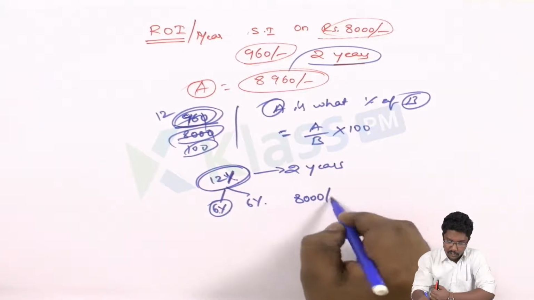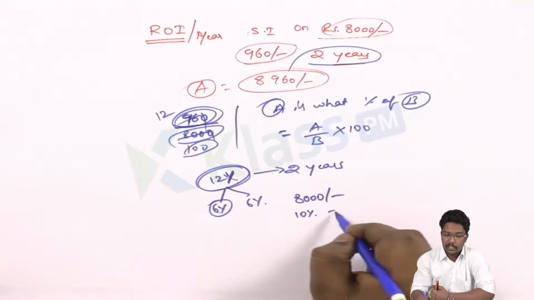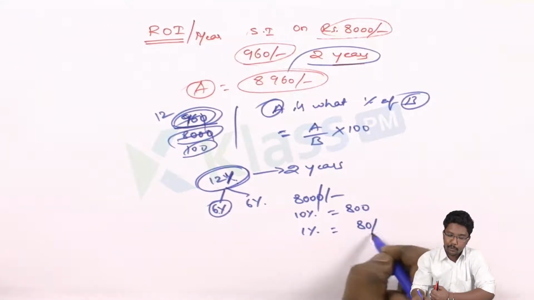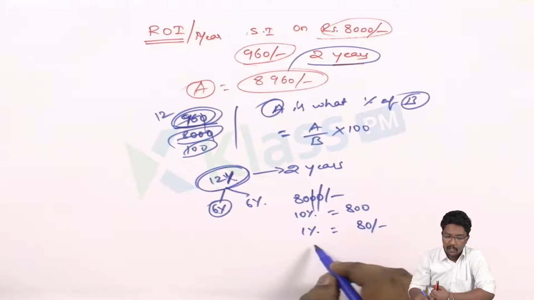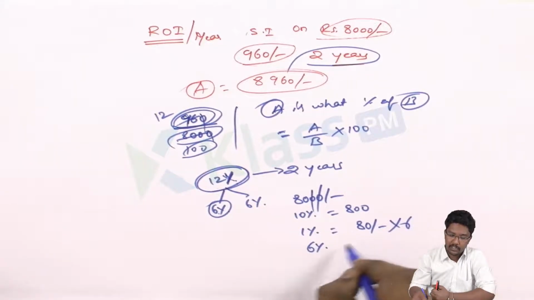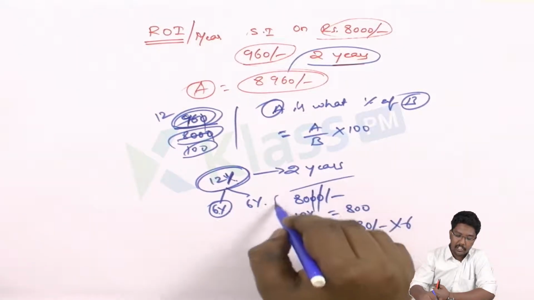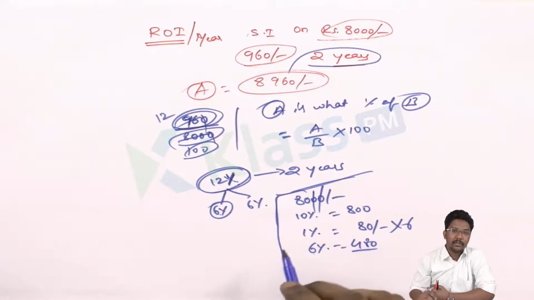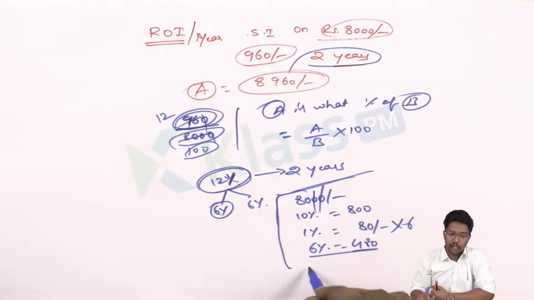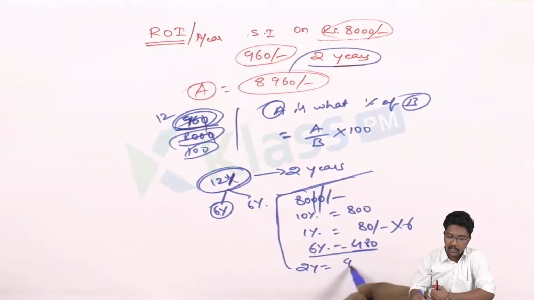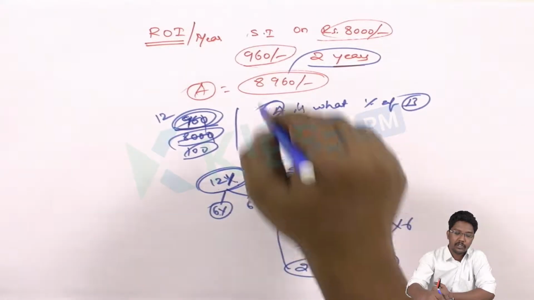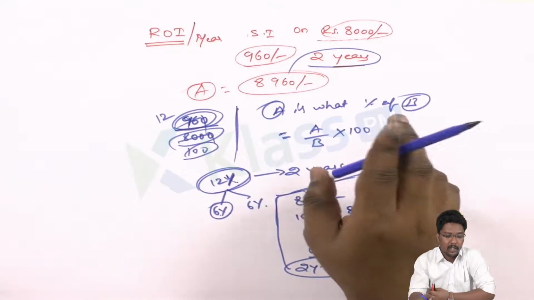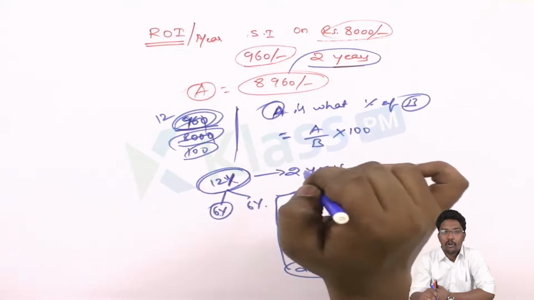Means 8000 is our amount. What is 10%? Remove one 0, 800 rupees. What is 1%? 80 rupees. Then I want 6%. So, multiply this with 6, 480 rupees. Checking if you are getting the right answer or wrong answer. It is a verification part. Okay. 6% means 480 rupees. For 1 year I am paying 480 rupees. For 2 years it is 960 rupees. Is it matching with our data? Yes. So, don't use the formula to get the answer. Always go by the concept based.